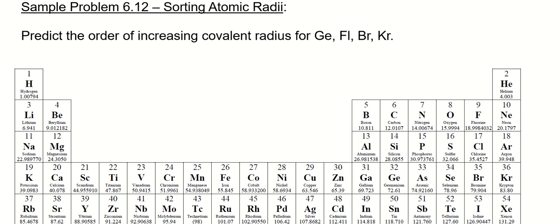Sample problem 6.12, sorting atomic radii. This is from OpenStax, problem set, I think chapter 6. Predict the order of increasing covalent radius. Covalent radius for germanium, Fl, bromine, and krypton.